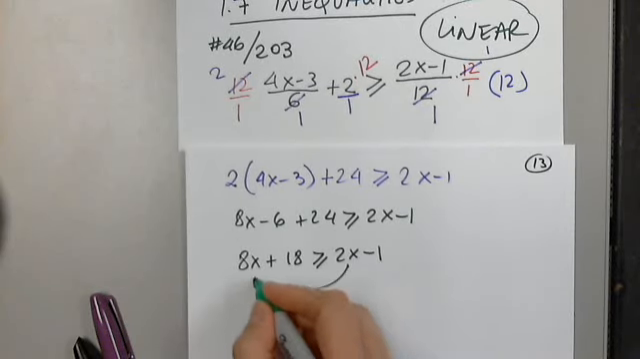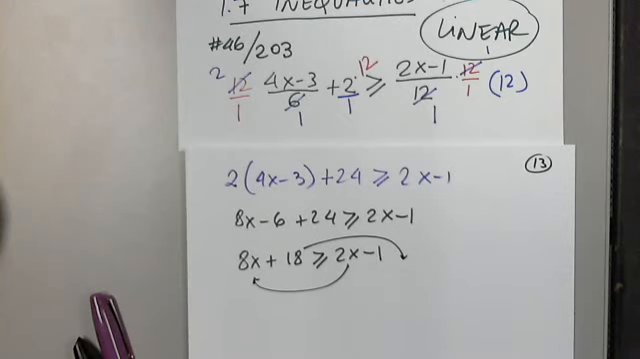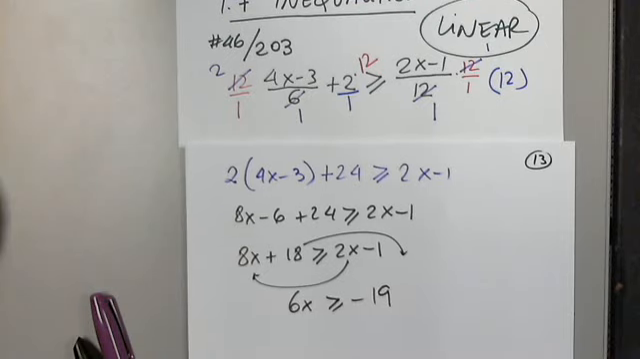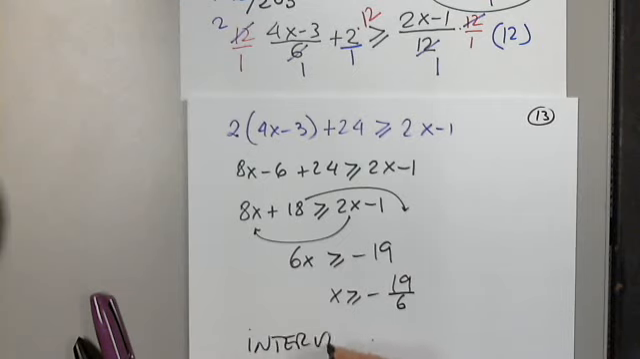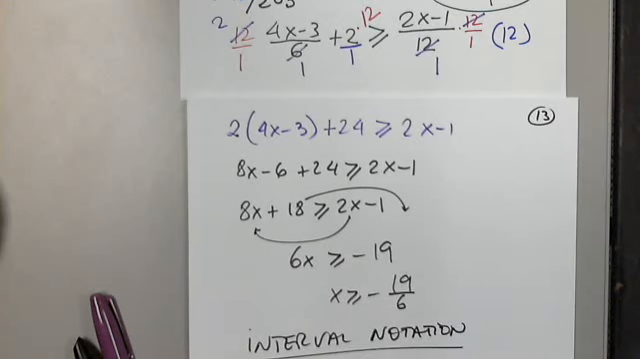And now, yes, I will move 2x and I will move 18. When I move 2x to the left-hand side, I get, very good. When I move 18 to the other side, I get, awesome. Finally, I divide both sides by 6, and I get negative 19 sixths. We need to discuss the interval notation. I caution you that my math lab will require the set builder notation sometimes. So we'll talk about that.